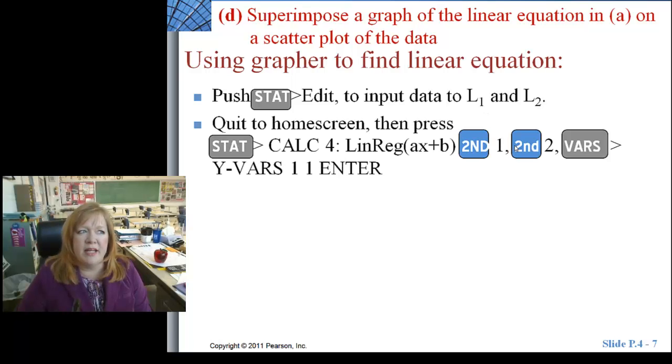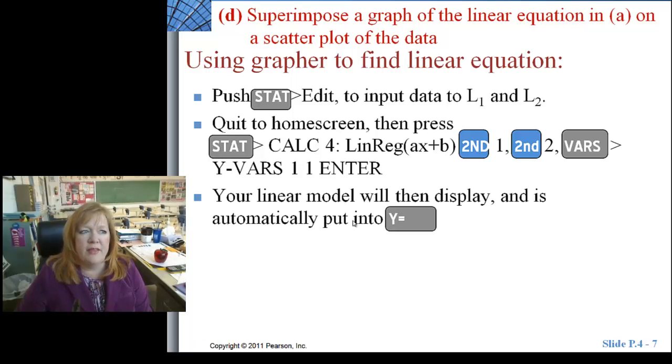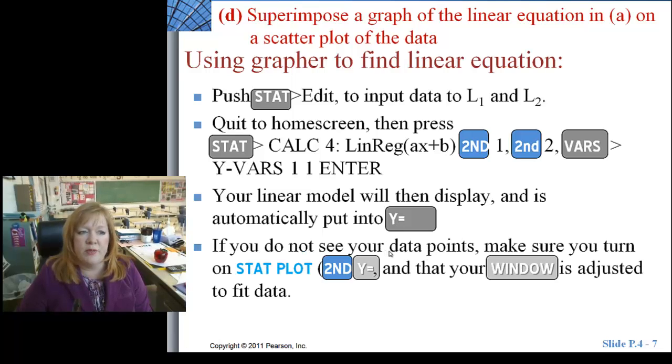After we input our data, we're going to go to stat and calc. Then we're going to push linear regression, second one, the number one, the comma button, second two, the comma button, vars, Y vars, 1, 1, and enter. The reason we do this Y vars thing is it's automatically going to put it into the Y equals button. We need to adjust our window. Make sure our data is contained in the proper window, and make sure your stat plot is turned on so you can see those data points, and then we're going to graph it.